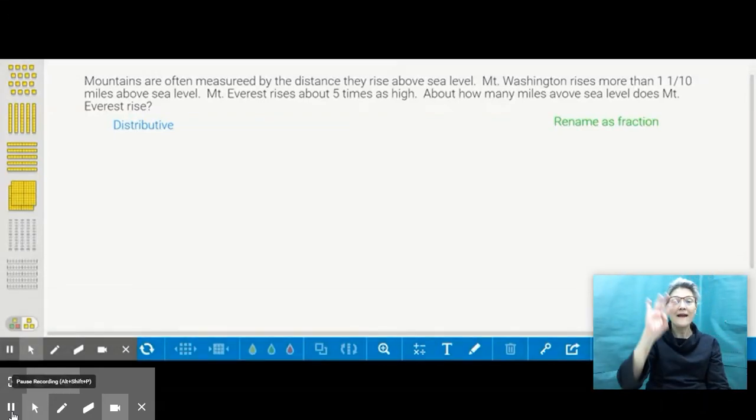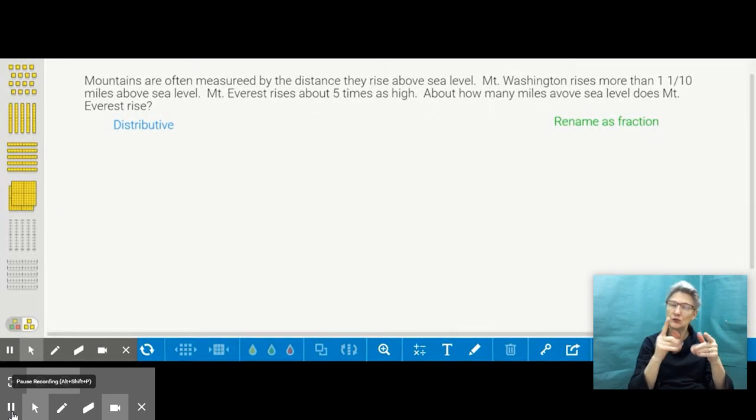Hi, fourth graders. We're going to continue working with comparisons and comparing fractions and mixed numbers. So multiplicative comparison is a situation where one amount is a certain number of times as many or as much as another amount. We can use a bar model to help us solve this and to visualize this relationship.